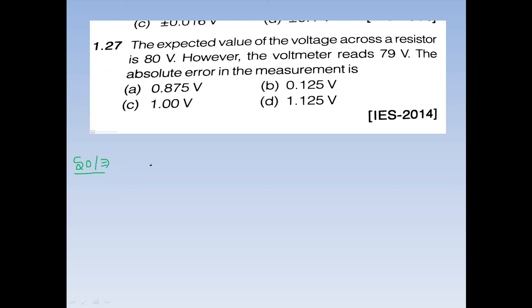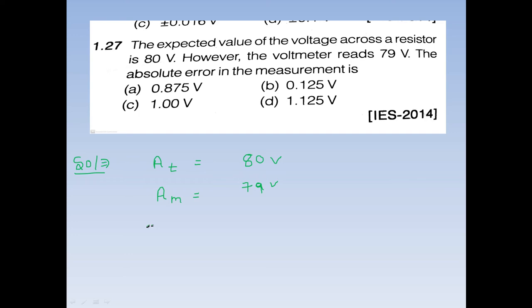We have the true value given to us, that is 80 volt. This 80 volt is our true value or expected value of the voltage across a resistor. Now the voltmeter reads 79 volt, so the reading is our measured value. We have to find the absolute error in this measurement.